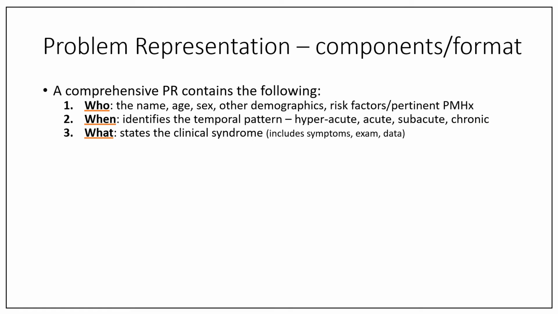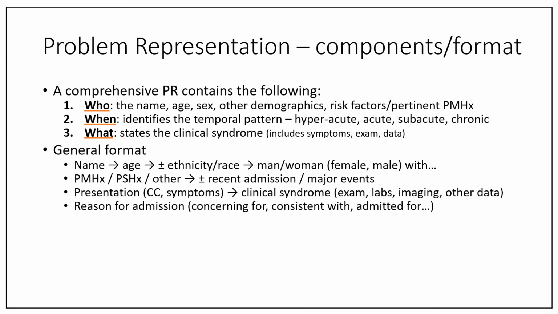Now let's discuss the components of problem representation. At a basic level, a good way to remember the elements is the 3 W's: the who, when, and what. The who is usually listed first and consists of the patient's name, age, sex, other demographics, as well as pertinent past medical history and risk factors. The when is the temporal pattern, and the what is the clinical syndrome, which often integrates key symptoms, exam findings, and diagnostic data. If we put this all together, we get the following general format.